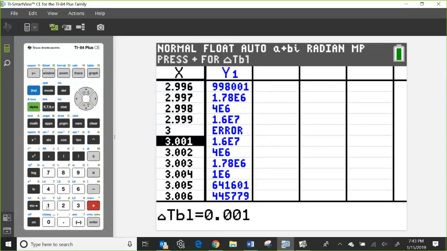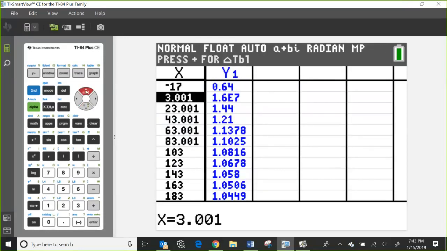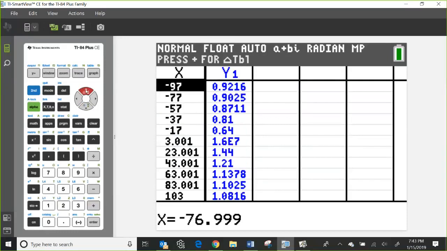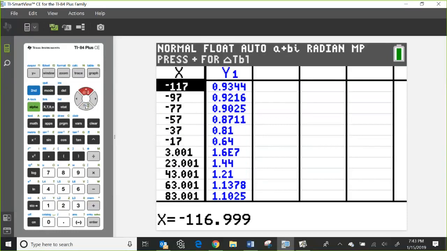And let's say I want to go up by 20 now. Oh, let me go back up to that 3. Well, there he is. So now I'm going up by 20, and notice on either side it's getting closer and closer to 1 as I go both toward the positive and the negative infinity. So that was the problem we were looking at with asymptotes.